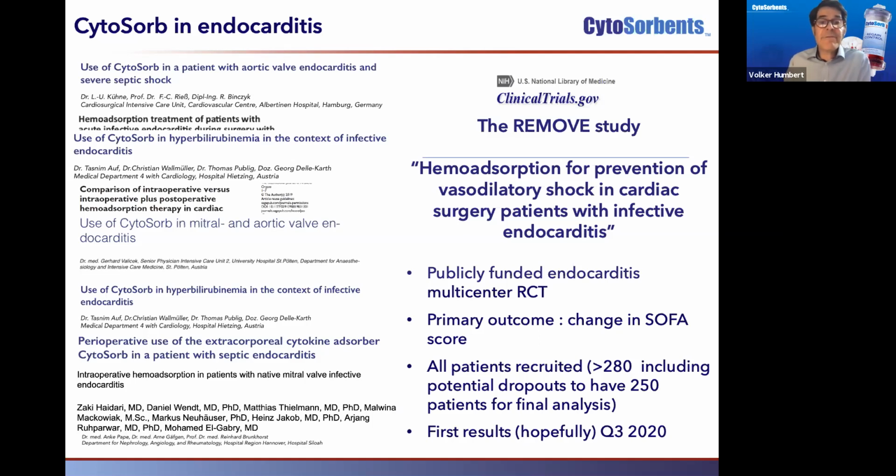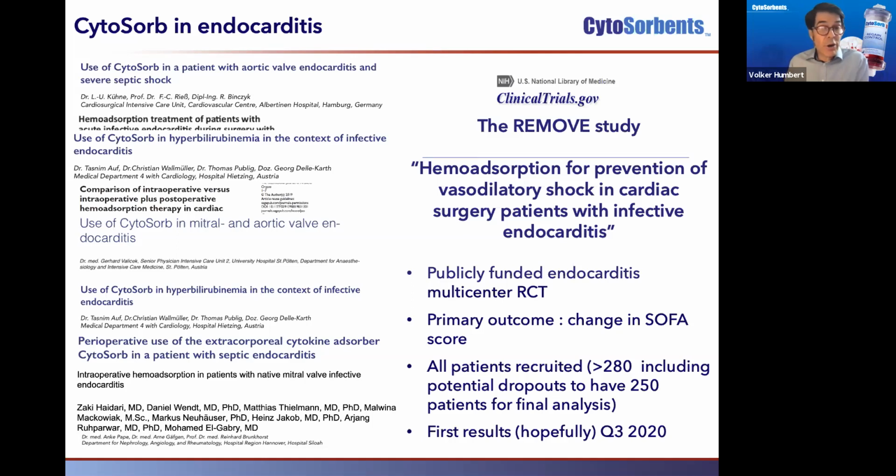That's a publicly funded endocarditis multicenter RCT, which has been run in Germany in more or less 15 to 16 hospitals. The primary outcome is the change in the SOFA score. The secondary outcomes are the vasopressor levels, other DAMP levels. You find more information on this on clinicaltrials.gov if you want to learn more in detail about it.